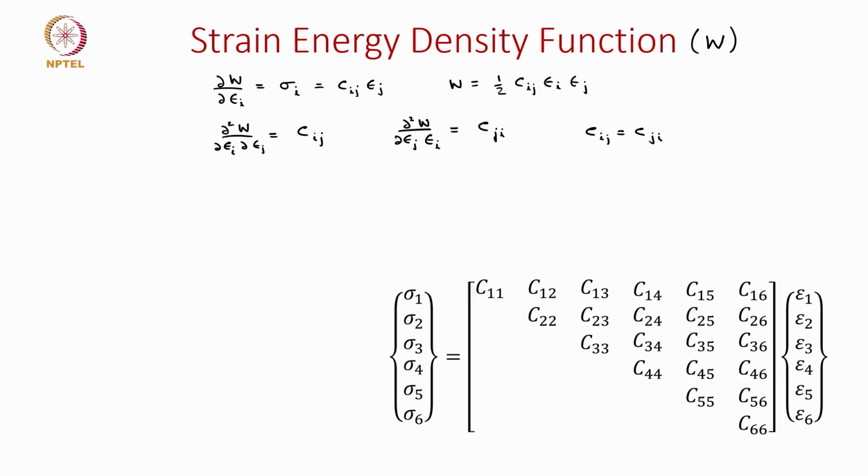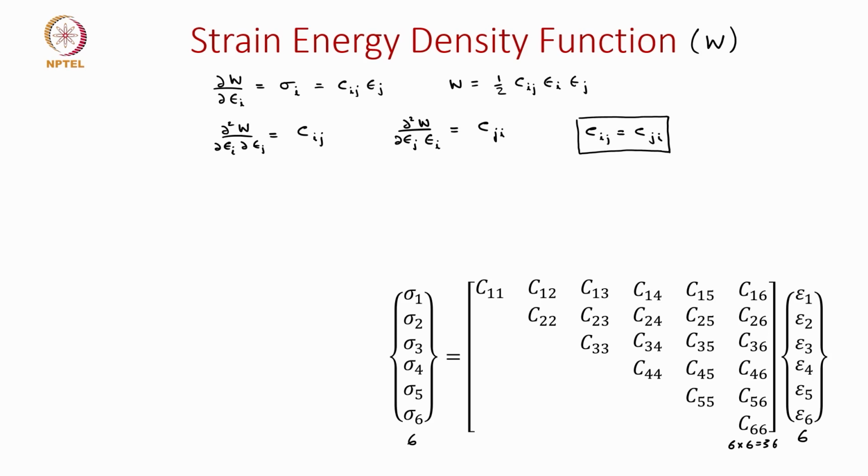So, here is the stress strain relation where we had 6 components of stress and 6 components of strain. Earlier we had this related with 6 by 6 or 36 constants, but now that we have seen this stiffness matrix is symmetric, because we have shown that C_ij is equal to C_ji, now we have a symmetric matrix.